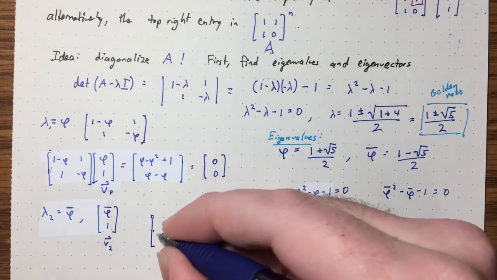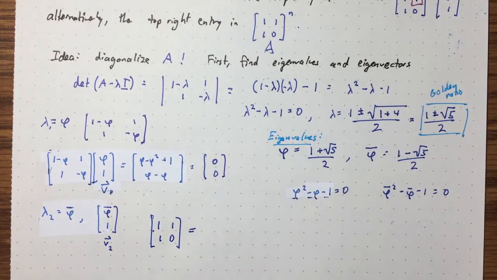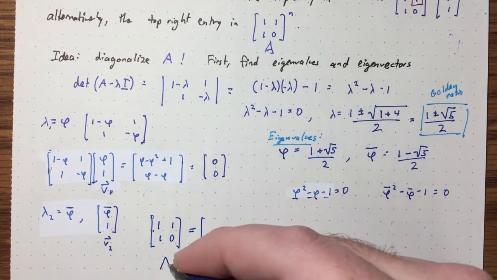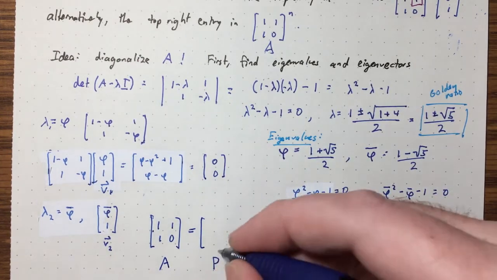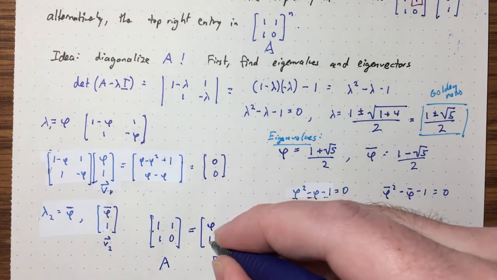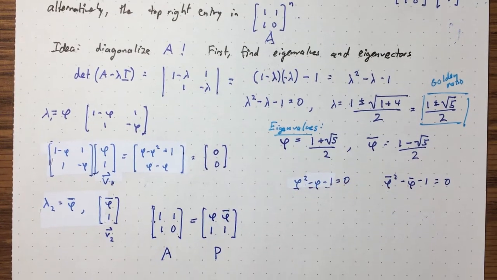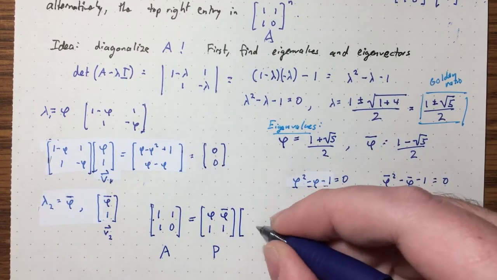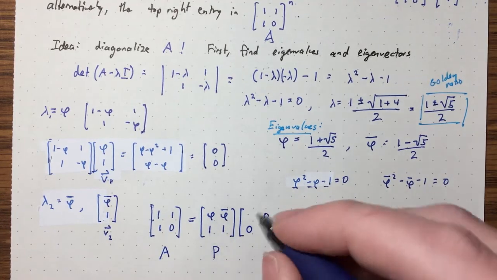A, which is this matrix, is, what do I write first? I want to write my P. So this is A. I'm going to do P, D, P inverse. What is P? The eigenvectors are the columns of P. So I have phi 1 and then phi bar 1. Right? D, my diagonal matrix. Along the diagonal, what do I have to put? I have to put the eigenvalues associated with these eigenvectors.